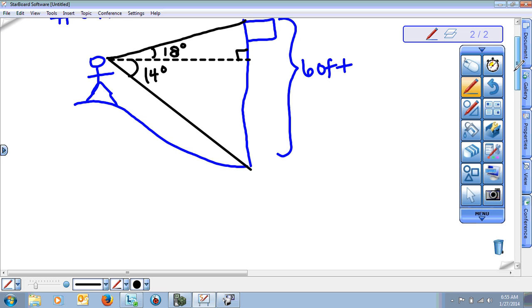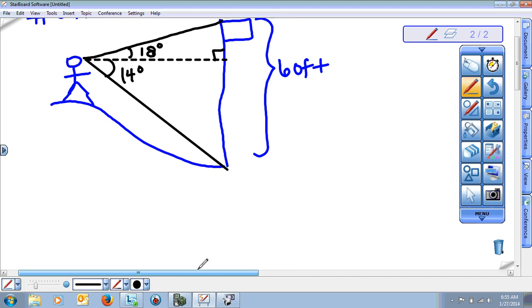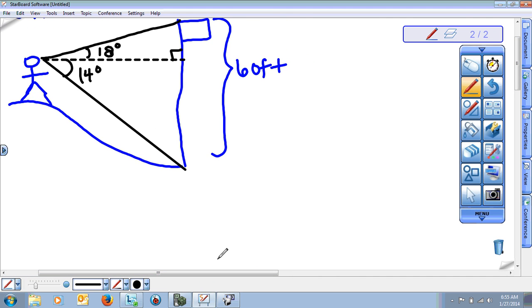Okay, so let me scroll this up a little bit and give me some workspace. The question says, find her distance from the pole. So that's her horizontal line of sight. That's what you're looking for to be what you're finding. Okay.